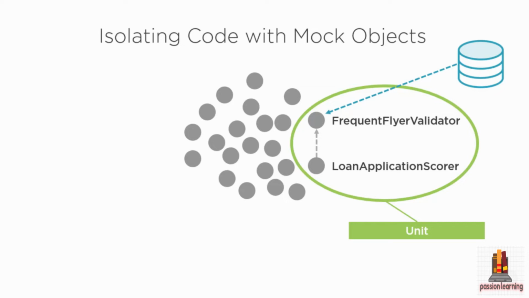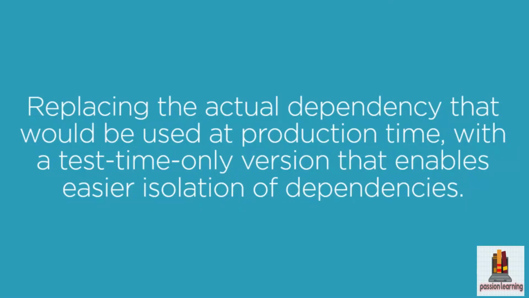To do this, we can use mock objects. There's different terminology around this concept, including mocks, stubs, test doubles, and fakes. We're not going to get into the details of these in this course, we're just going to stick with the term mock object. Mocking is essentially the act of replacing the actual dependency that would be used at production time with a test time only version that enables easier isolation of dependencies.